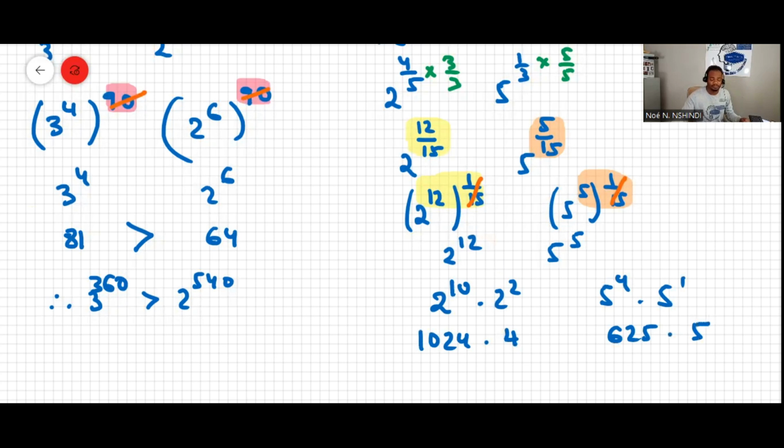Obviously, 1024 multiplied by 4 will be greater than 625, because this will give me something in the 3000s. Actually, it's going to be 4096. Okay, let's just do it. This makes 4096.